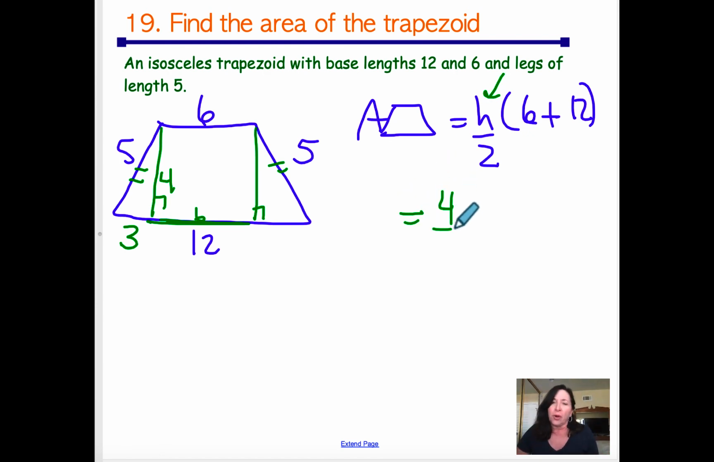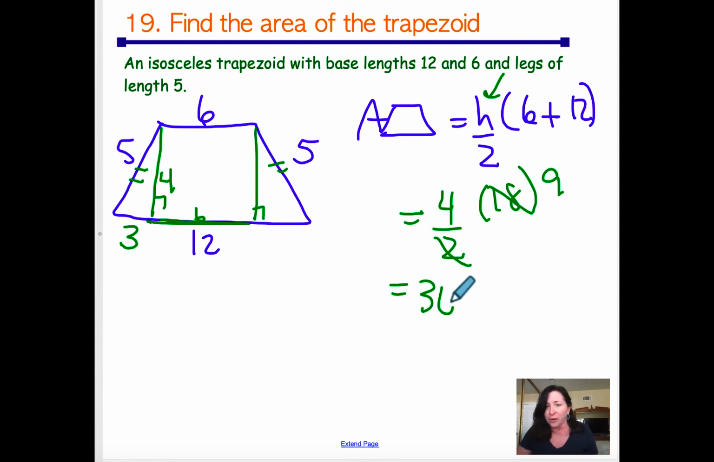And so that's 4 divided by 2 times 6 plus 12, which is 18. You only take half of one of them. Don't do both. So I could take half of 18, which is 9. 9 times 4 is 36. Remember, this is unit squared.